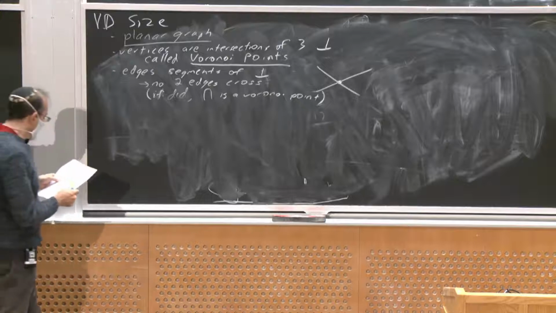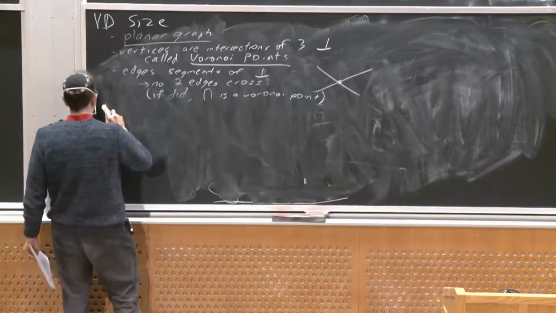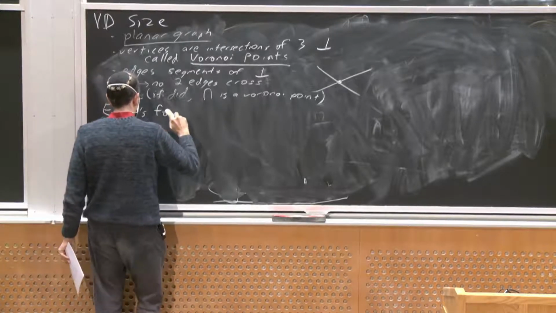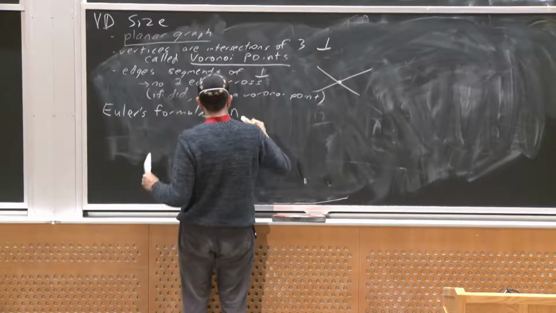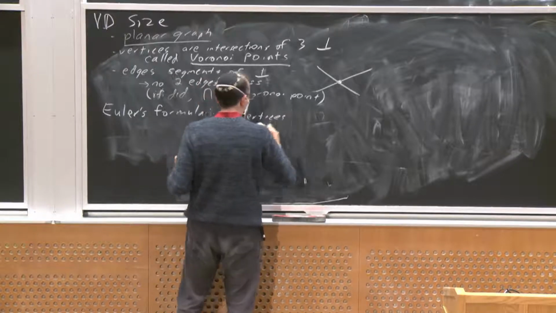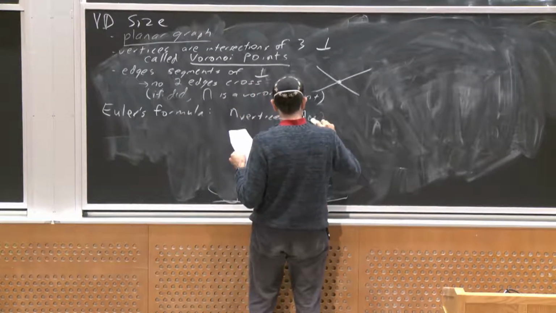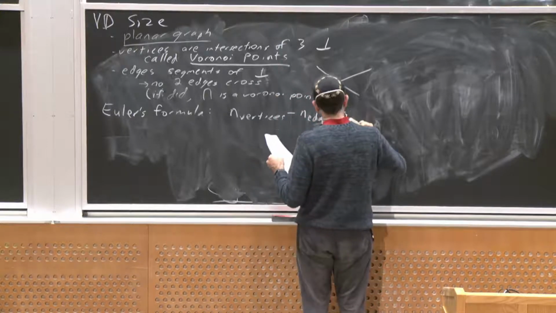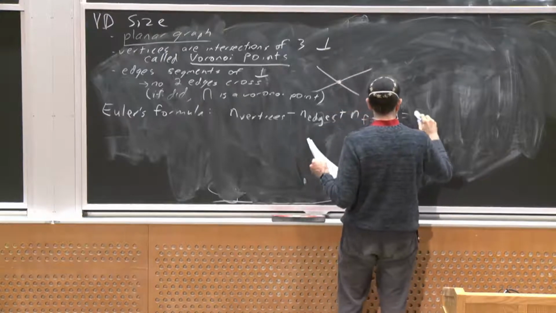So the edges don't cross. So we have a planar graph. And what's nice about the planar graph is that there's this famous formula due to Euler, which says that the number of vertices of a planar graph minus the number of edges of the planar graph plus the number of faces of the planar graph is always equal to 2.